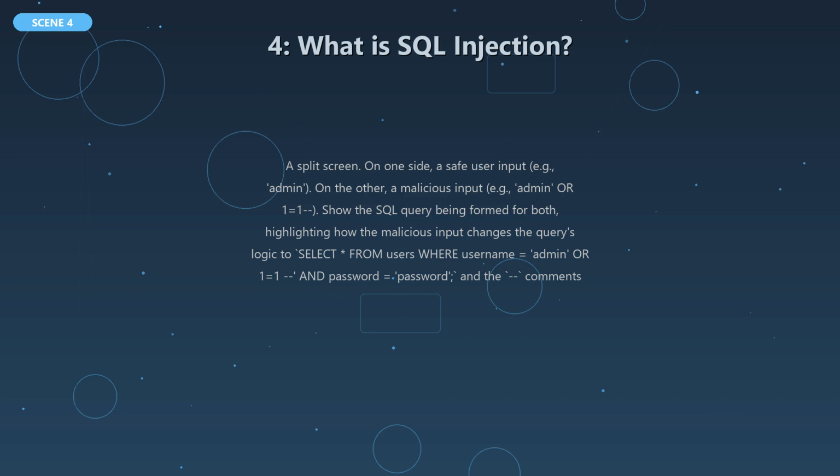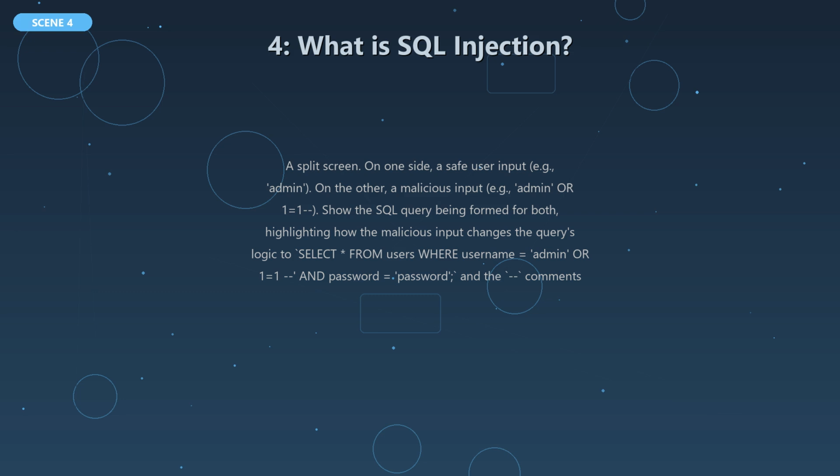Let's look at that login example again. If a developer builds a query like "select * from users where username = '" plus user input username plus "' and password = '" plus user input password plus "'", and the attacker inputs ' or 1=1 -- into the username field, the resulting query becomes select * from users where username = '' or 1=1 -- ' and password = ''.